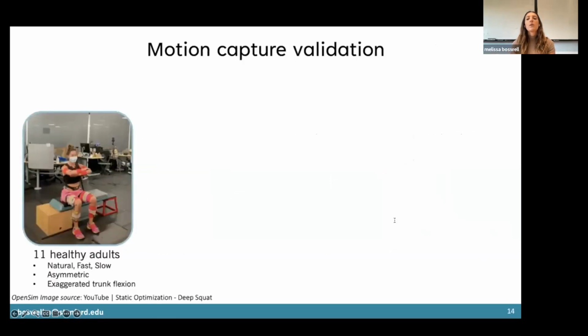Before launching the study, we wanted to validate our video-based sit-to-stand parameters to laboratory measurements from marker-based motion capture. So to do this, we collected sit-to-stand data from 11 healthy adults and had them perform sit-to-stand in a variety of ways.